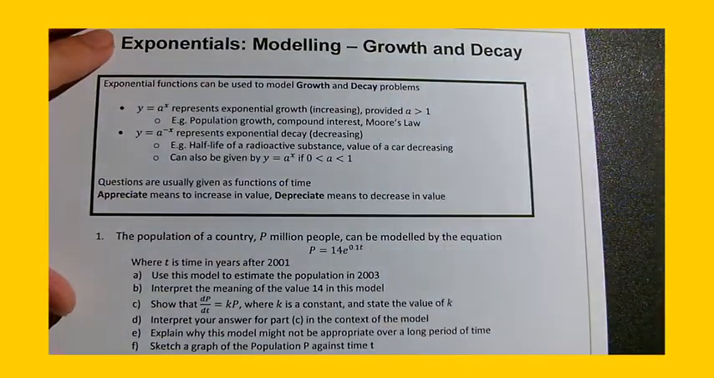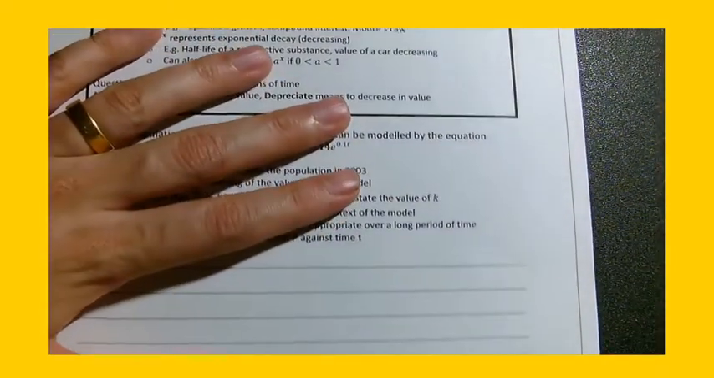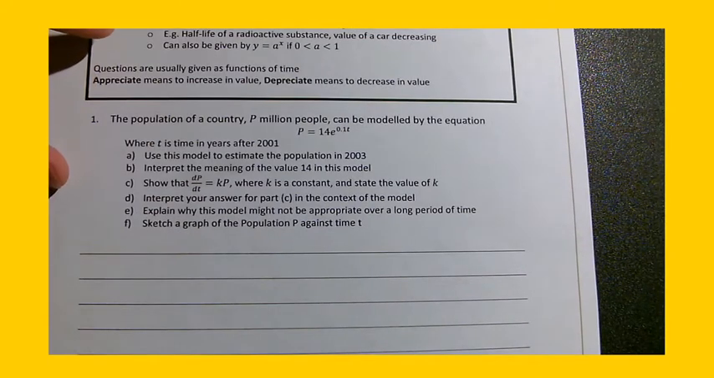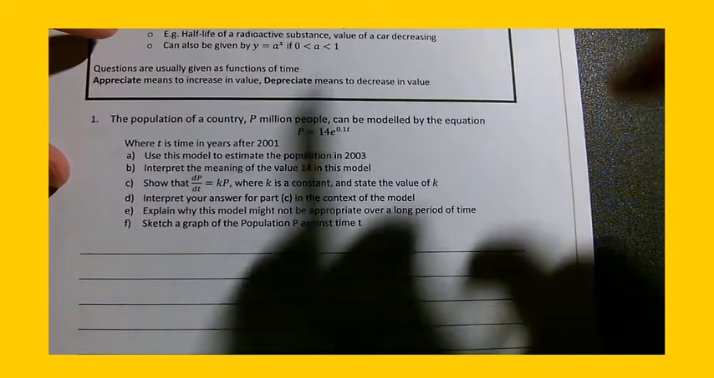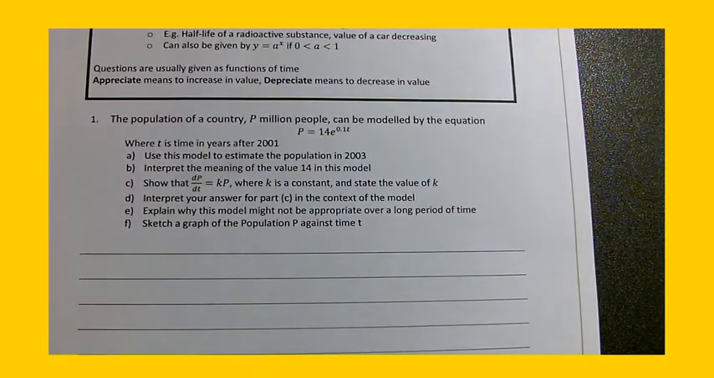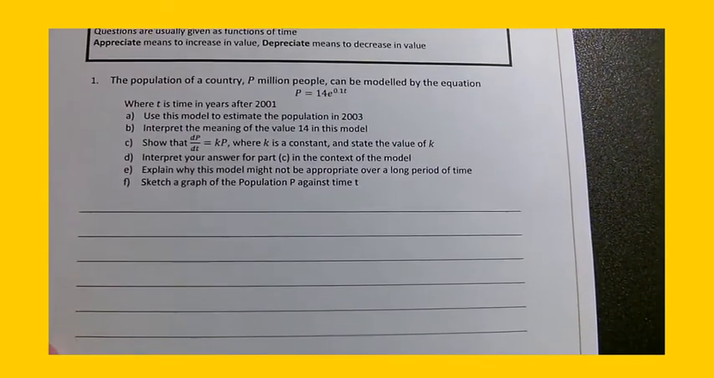Okay, right, so most questions in A-level maths deal with things as functions of time. Obviously, if something appreciates in value, it means it increases in value. If something depreciates, it means it decreases in value. So you've got this example here, which is fairly typical of what you could see. You've got the population of a country in millions, and it can be modelled as such: P equals 14e to the power of 0.1t, where t is time in years after 2001. You have to read these sorts of things carefully.